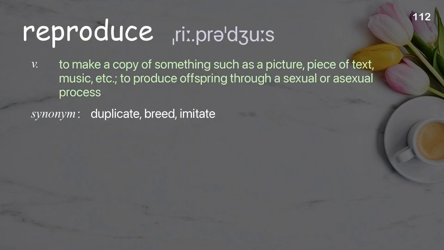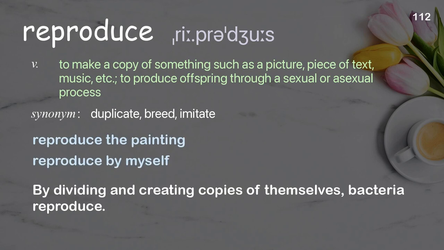Reproduce. To make a copy of something such as a picture, piece of text, music, etc., to produce offspring through a sexual or asexual process. Examples. Reproduce the painting. Reproduce by myself. By dividing and creating copies of themselves, bacteria reproduce.